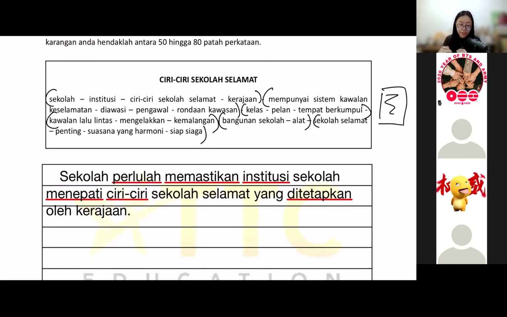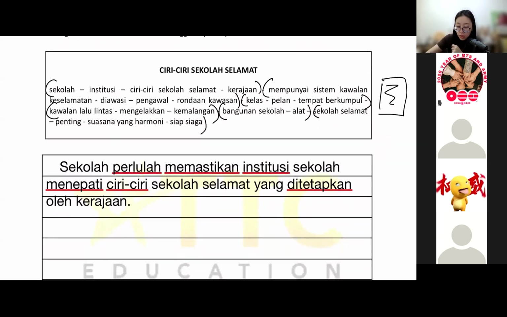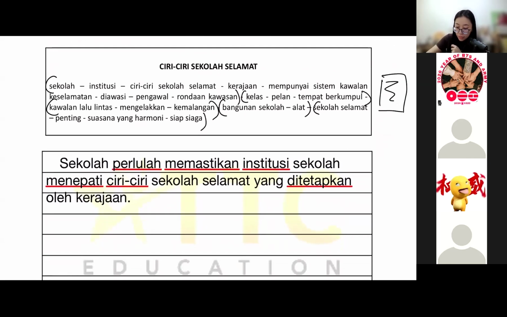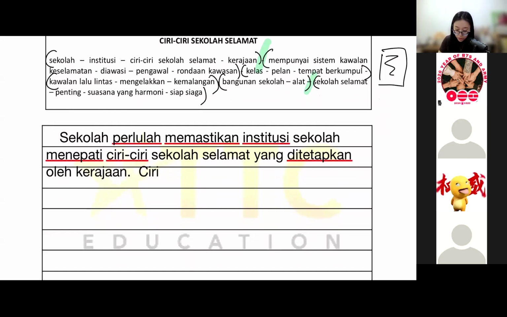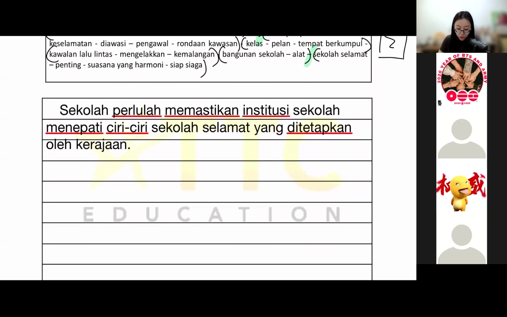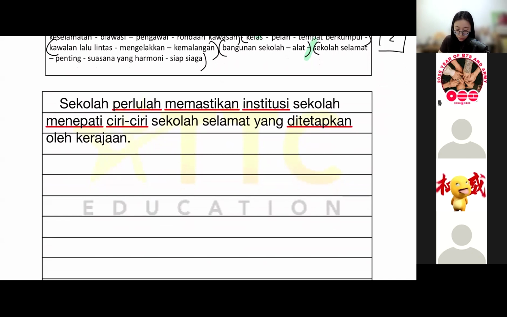And then if you're not sure, this one actually is your EC, starting from here until here will be your EC. But if you're not sure, actually you can just continue and make it one paragraph. Okay, so you can say ciri-ciri. If you want to separate, it's actually just similar. So ciri-ciri sekolah selamat.